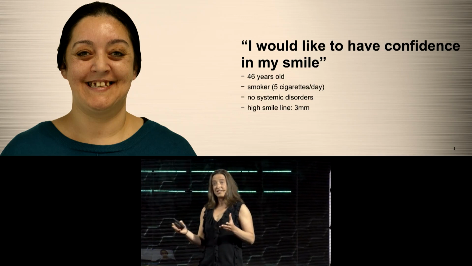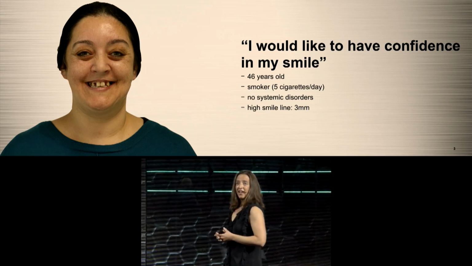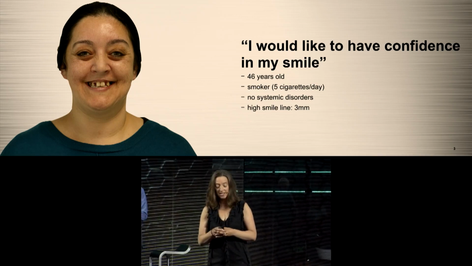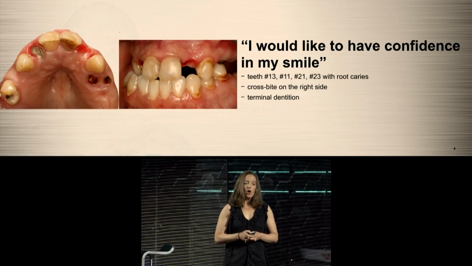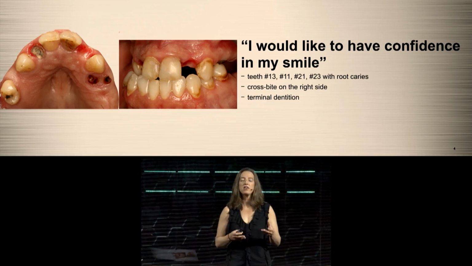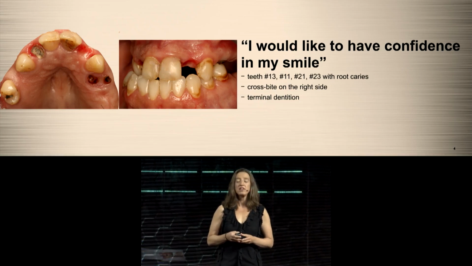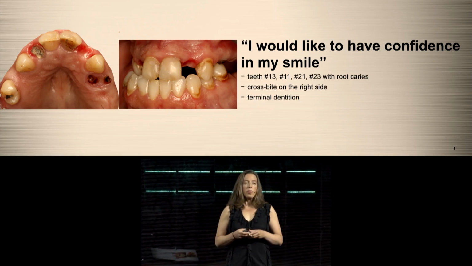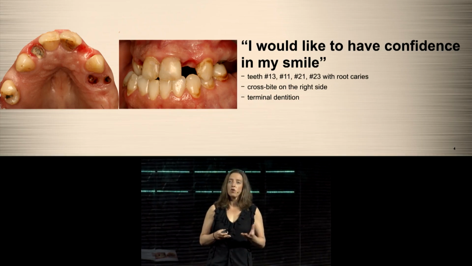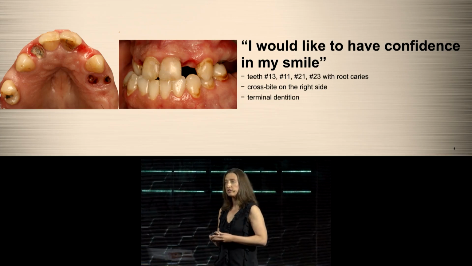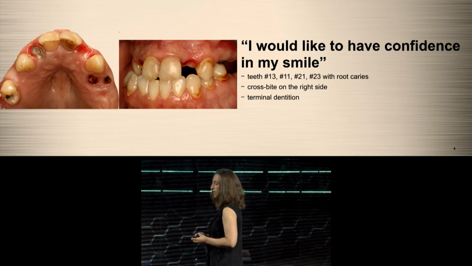So she's a relatively young patient, and she has no systemic disorders, but she has a high smile line. When you look at Clara, you see that besides the roots, she has tooth decay in the roots of the canines and incisors. Besides this, she has a crossbite on the right side, and it's considered to be a terminal dentition in the upper jaw.